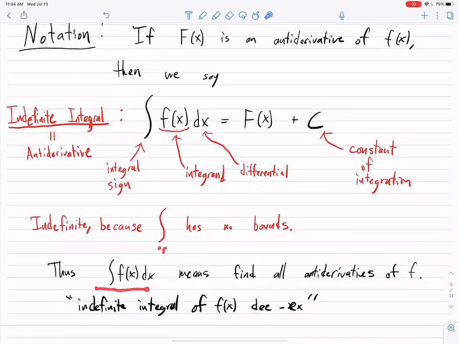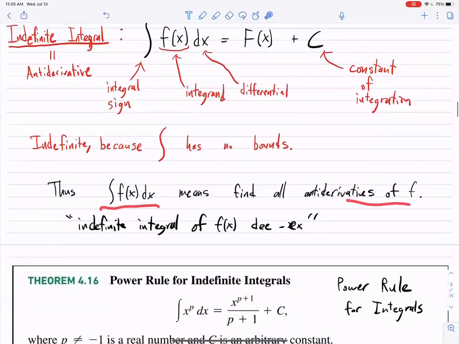Thus, this means find all antiderivatives of f, and we pronounce this the indefinite integral of f of x dx. So the indefinite integral of f of x dx means find all antiderivatives.